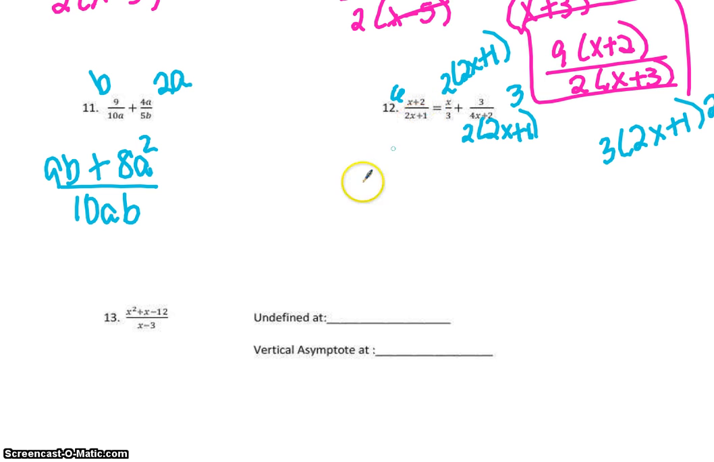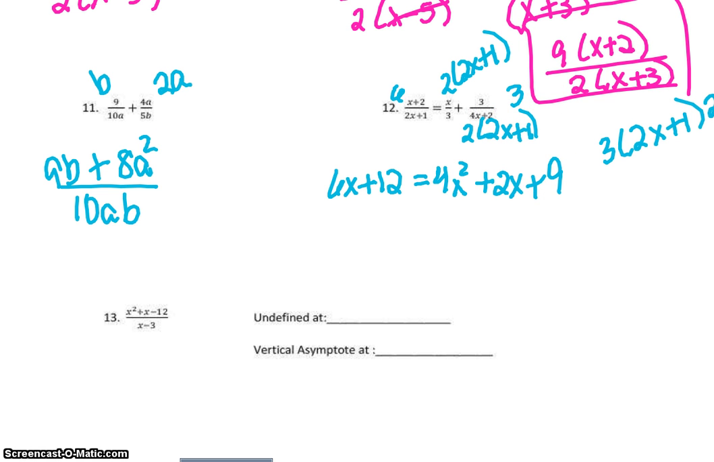So multiply 6 times x plus 2, and you get 6x plus 12 equals, it's going to be 2x times 2x plus 1, so 2x times 2x is 4x squared, plus 2x times 1 is 2x, and then you have a plus, and 3 times 3 is 9.